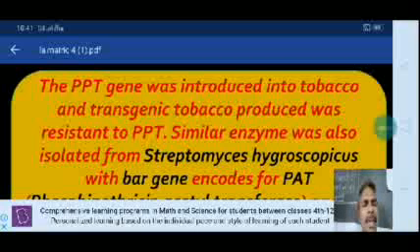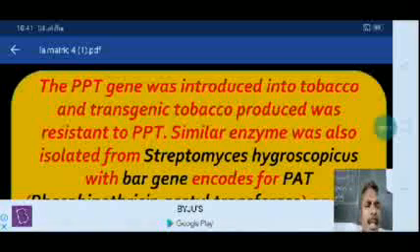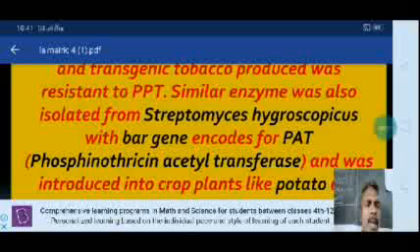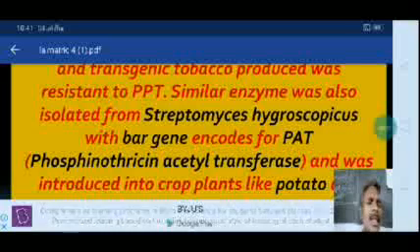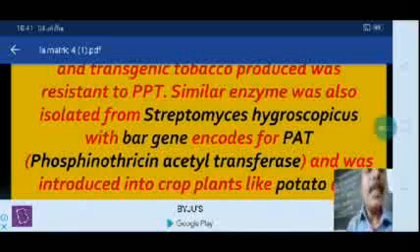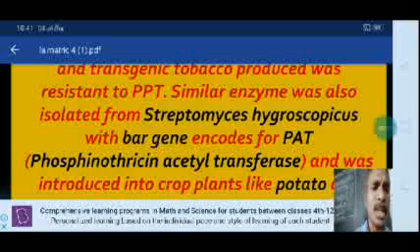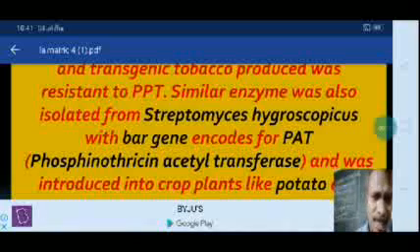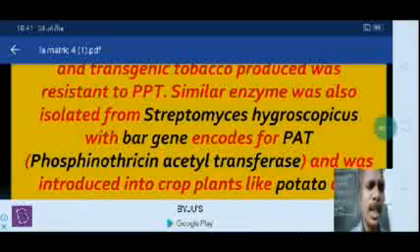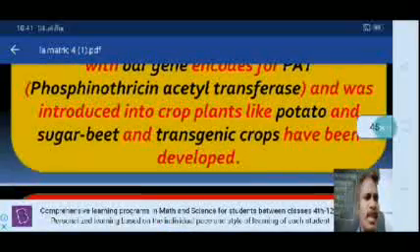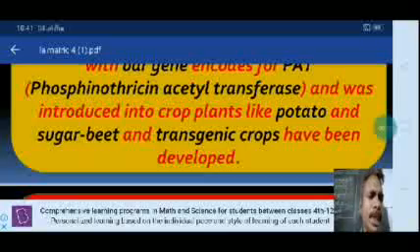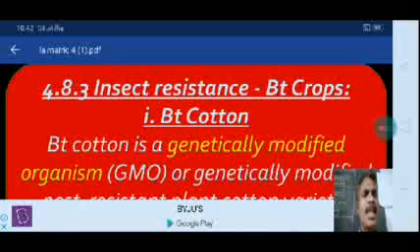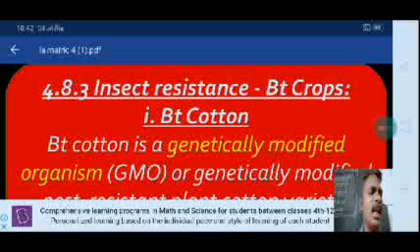A similar enzyme was also isolated from Streptomyces hygroscopicus. The bar gene encodes for PAT, phosphinothricin acetyltransferase. It was mostly isolated from Streptomyces hygroscopicus and introduced into crop plants like potato and sugar beet, and transgenic crops have been developed. The next one is insect resistance: Bt crops, Bt cotton.